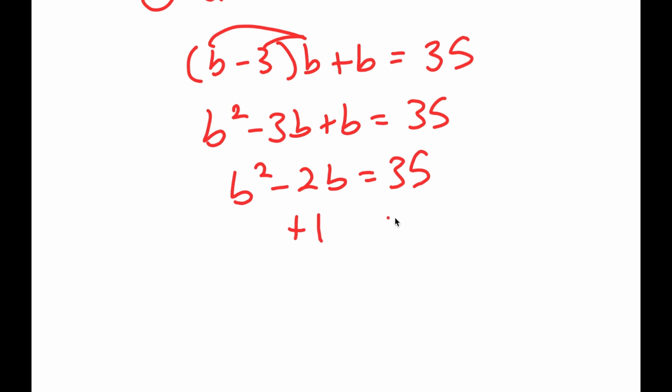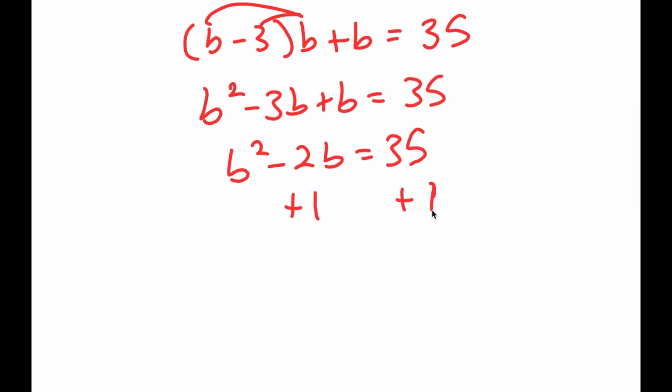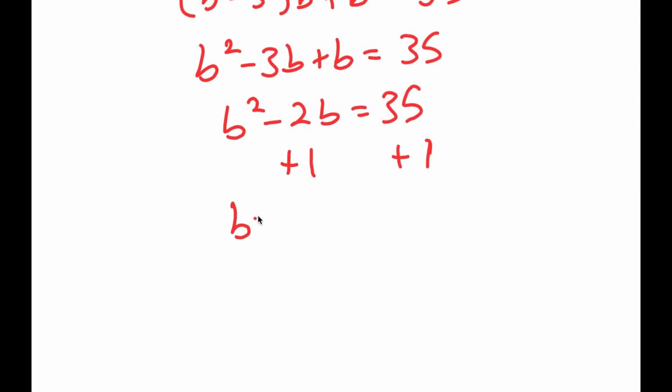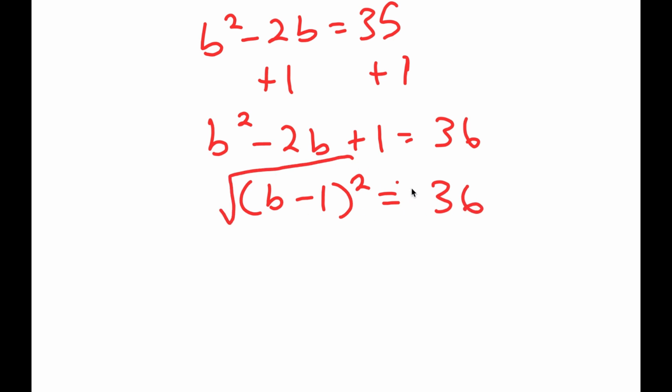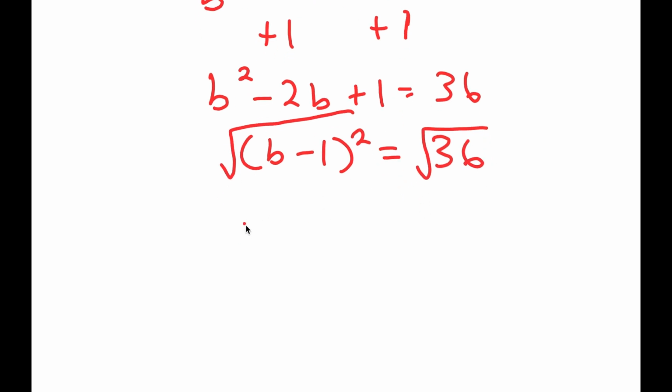Now I'm going to add 1 on both sides. So I get b squared minus 2b plus 1 is equal to 36. And b squared minus 2b plus 1 is equal to b minus 1 squared. So I get b minus 1 squared is equal to 36. Now I'm going to take the square root on both sides. So I get b minus 1 is equal to positive or negative 6.